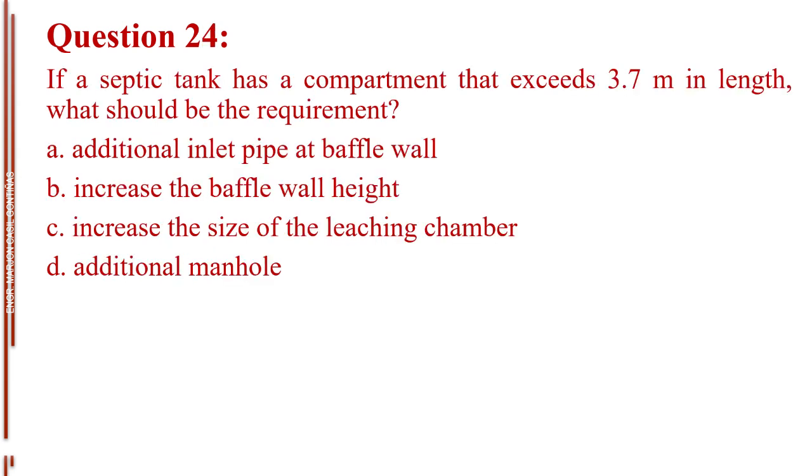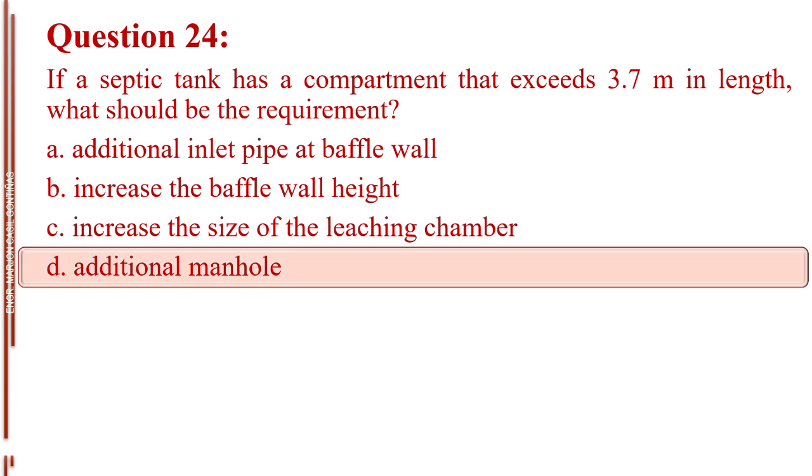Question number 24. If a septic tank has a compartment that exceeds 3.7 meters in length, what should be the requirement? Letter A, additional inlet pipe at baffle wall. Letter B, increase the baffle wall height. Letter C, increase the size of the leaching chamber. Letter D, additional manhole. The answer is letter D, additional manhole.